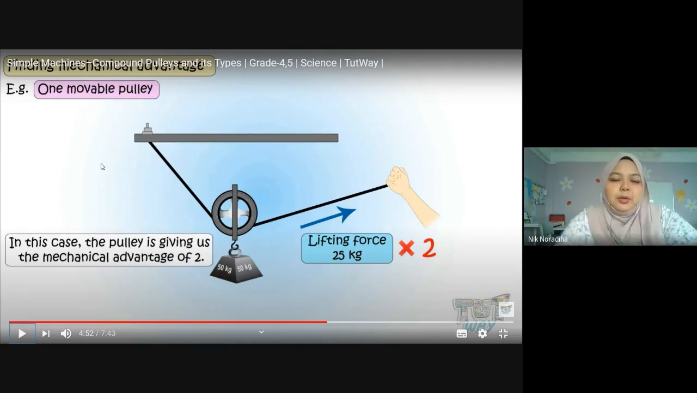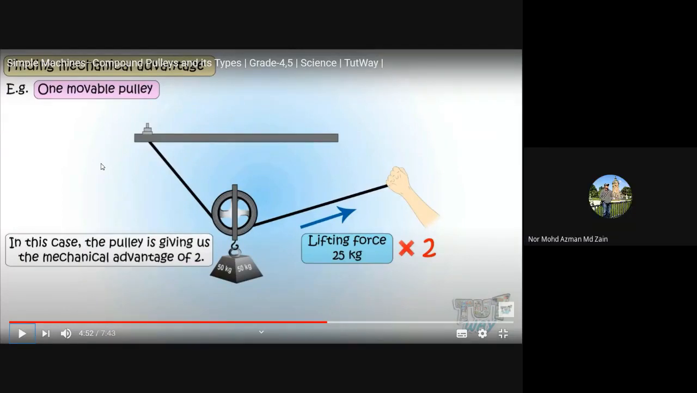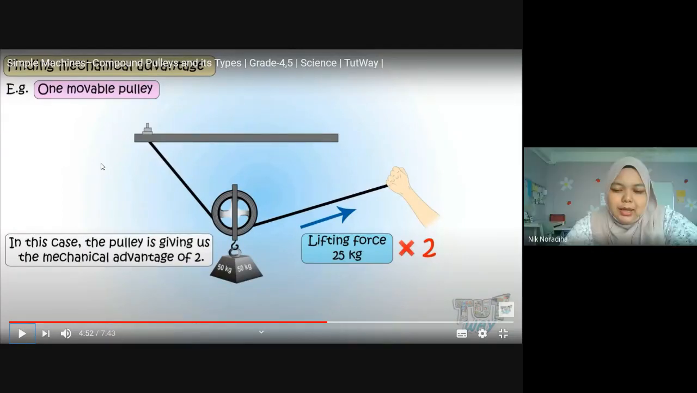So what you're seeing on your screen now are the types of pulley. Teacher, can I go to the toilet? Yes, you may go to the toilet if you have to go.